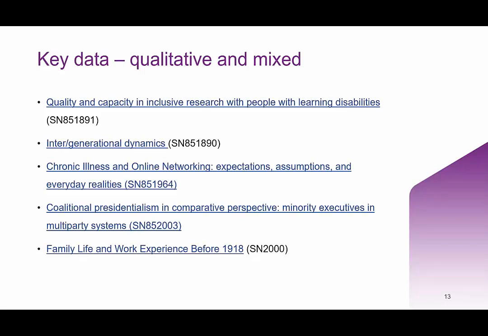The next is Chronic Illness and Online Networking, Expectations, Assumptions, and Everyday Realities. This is research on diabetes and the use of Facebook. One point to make with this particular one is that we don't have loads of the data that has been considered for a while now to be new and novel, or big forms of data, or social media data. We are getting some of it, though. There are some ethical challenges to navigate around. As we resolve some of those issues, we're able to take more of that kind of data.